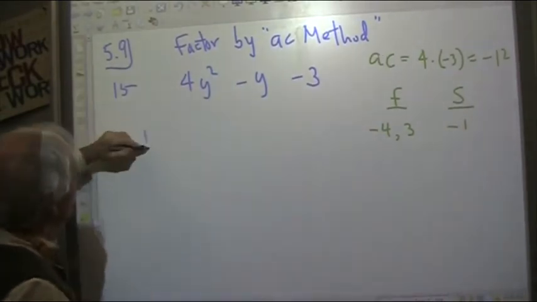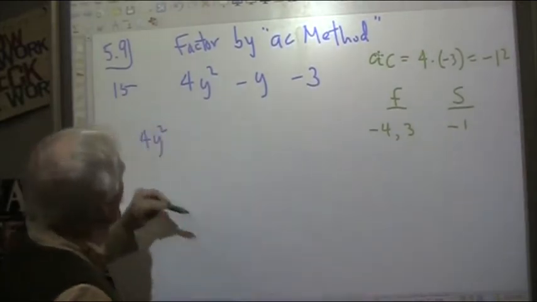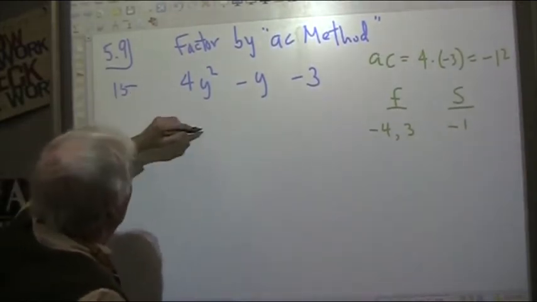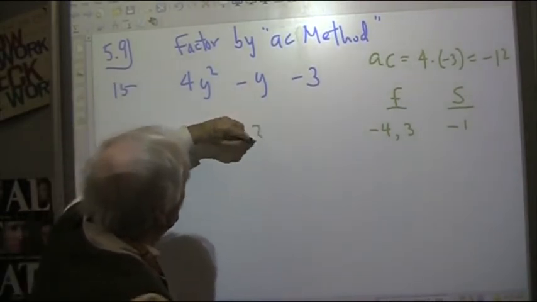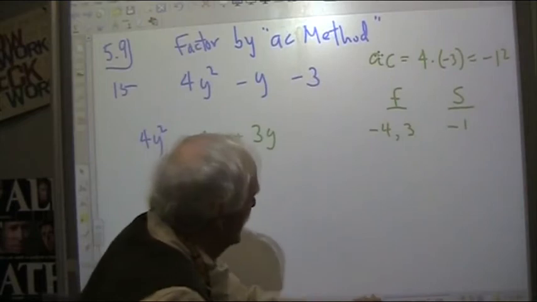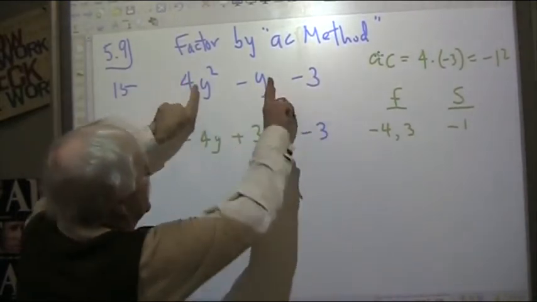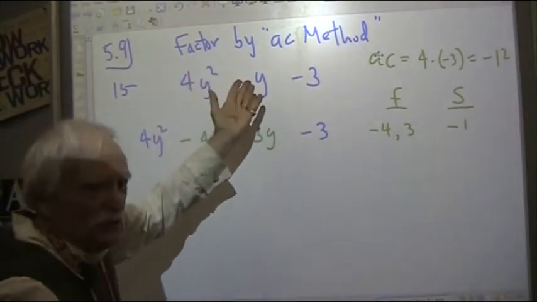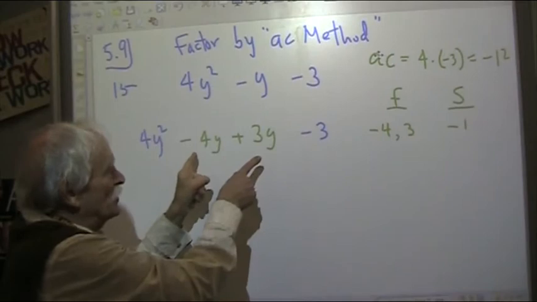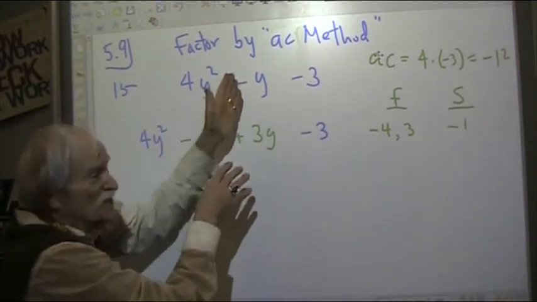All right? So here we've got 4y squared, and we've got negative 4y plus 3y, and then minus 3. So the outer terms stay exactly the same, and we're just converting the middle term into two separate terms that give us the same value.